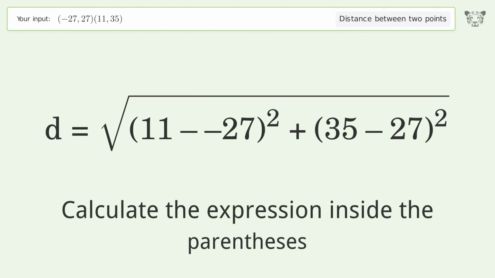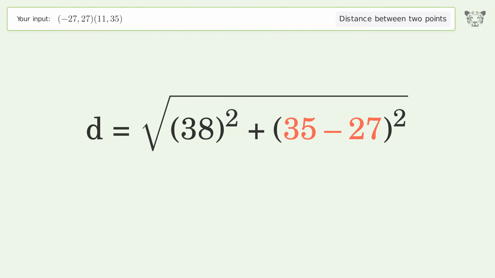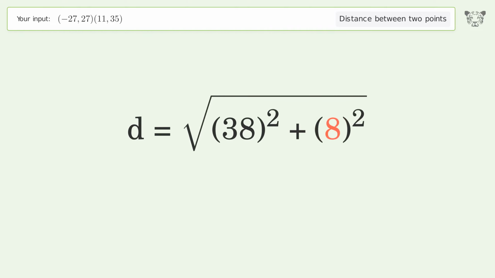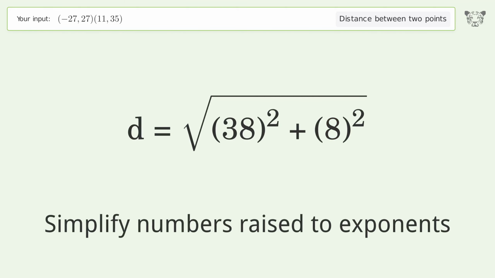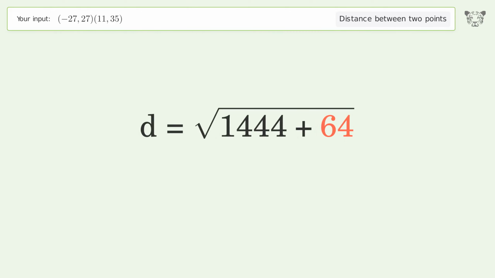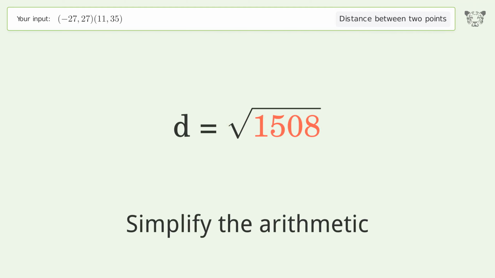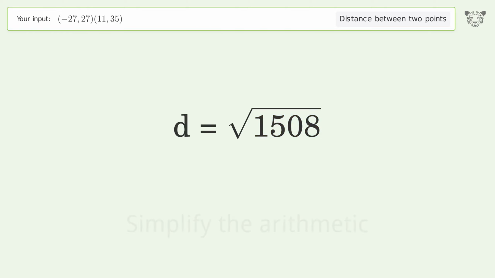Calculate the expression inside the parentheses. Simplify numbers raised to exponents. Simplify the arithmetic. And so the distance between the 2 points is the square root of 1508 or 38.833.